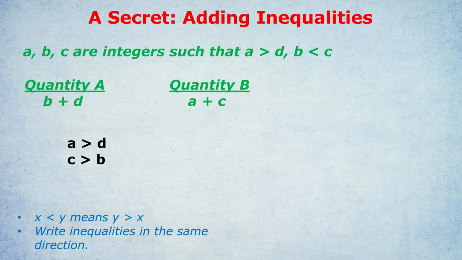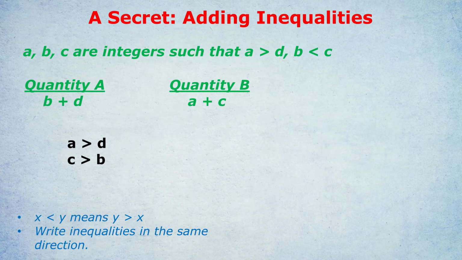A is greater than D, which it was before, and now I've written C is bigger than B. And now the inequalities are facing the same direction. And because the inequalities are facing the same direction, we can now do something amazing, which is add together those two inequalities. I recently learned, actually, I probably should have known this, but you can't subtract inequalities.